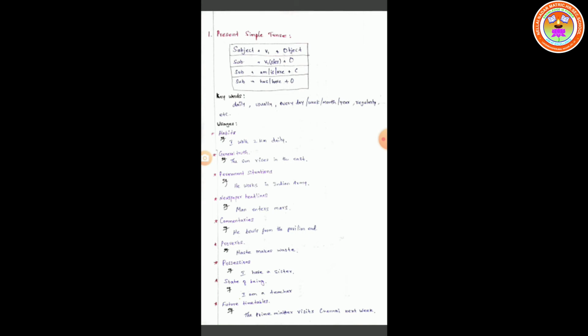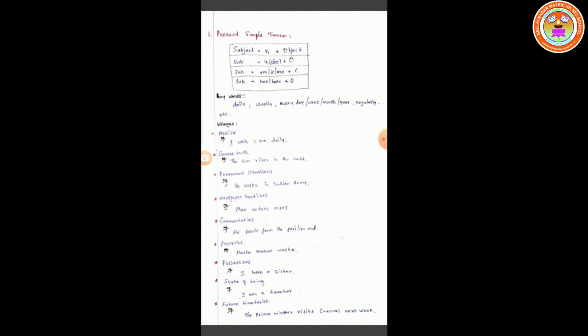Next, we will see the usages. We use simple present tense to show habits. For example, I walk 2 kilometers daily. This sentence expresses a habit of daily routine. Next, general truth. For example, the sun rises in the east. Permanent situations. Example, he works in Indian Army.